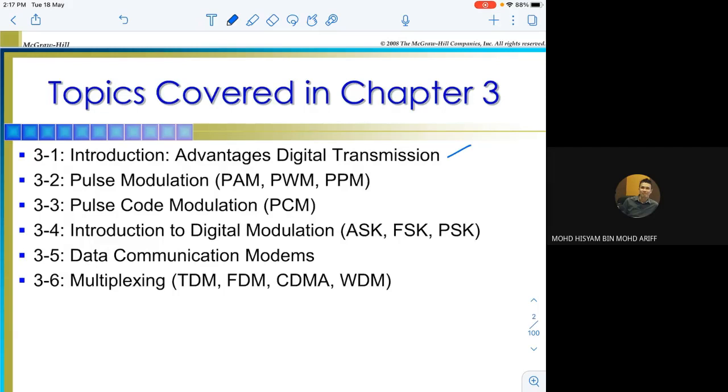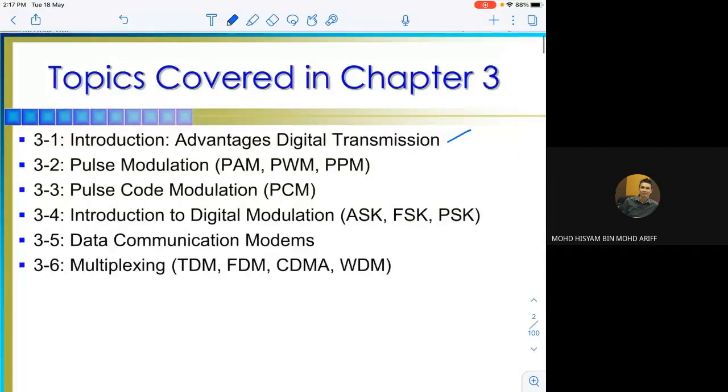Clear? Okay, and then you will learn pulse amplitude modulation, pulse width modulation, and pulse position modulation. The third one is PCM, pulse code modulation. And then you will deal with amplitude shift keying, frequency shift keying, phase shift keying, data communication modems, and then multiplexing: TDM, time division multiplexing, FDM, frequency division multiplexing, and so on.